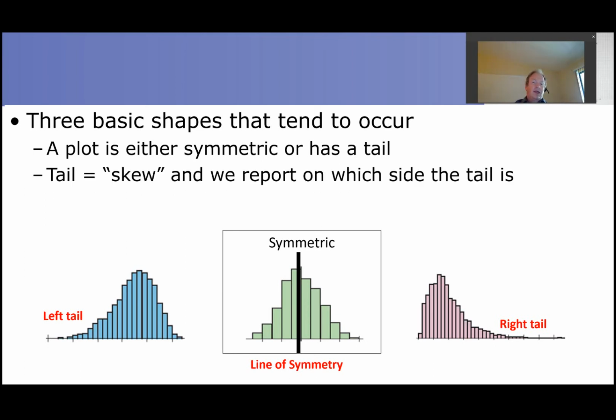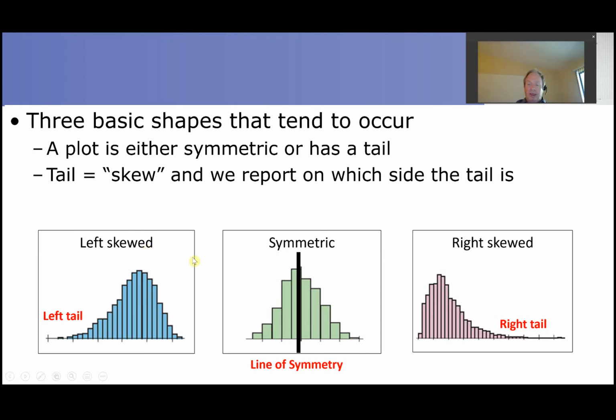However, if we have a tail, the way that we say tail in statistics speak is we say skew, and we report which side the tail is on. So if we had a data set where the tail was on the left, we'd say it was left skewed. It's left tailed. And similarly, if we have a data set where the tail is on the right, we'd say it has right skew.